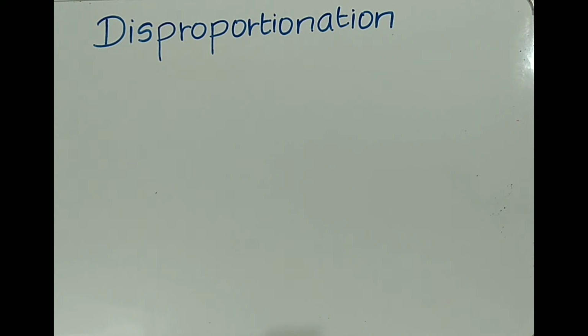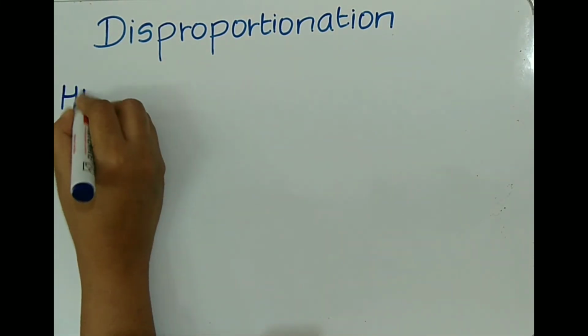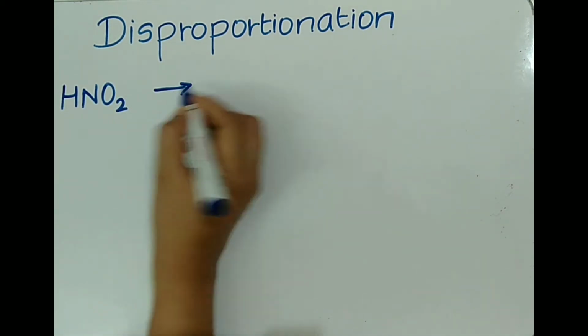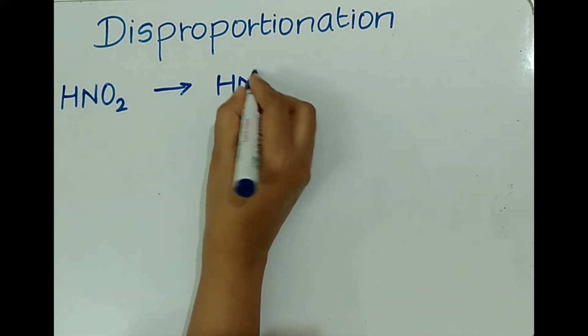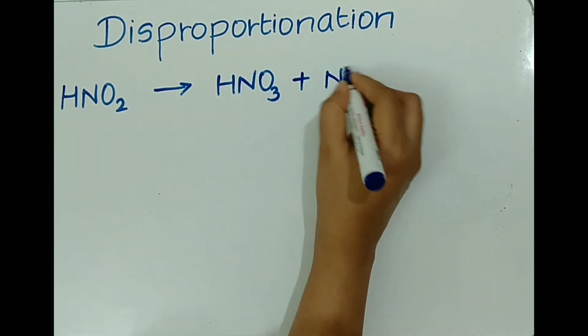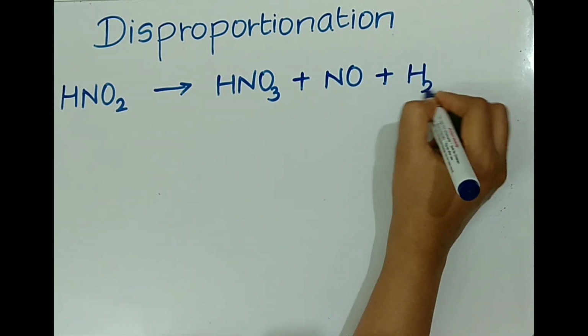Let's check the next topic, disproportionation reactions of nitrogen and phosphorus. Disproportionation reaction means a reaction in which one substance gets oxidized and gets reduced. So let's check one example of a nitrogen compound. HNO2, that is nitrous acid, forms nitric acid, nitrogen oxide and water.